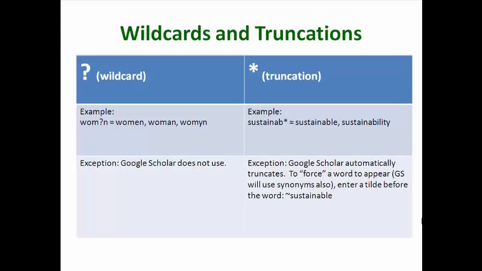Another thing you can use is truncation. So for example, if you write out the first part of sustainable, putting an asterisk after the B, you'll find all words that branch off of that. Sustainable, sustainability, sustainabilify, if that were a word. The wildcard, where you replace a letter with a question mark, is really not used as frequently as truncation.